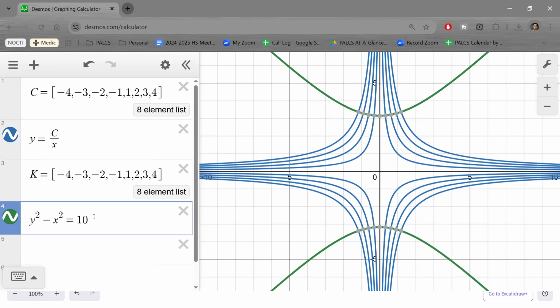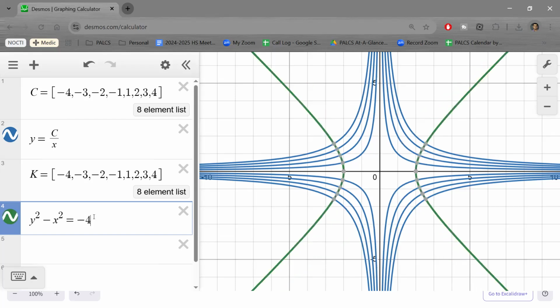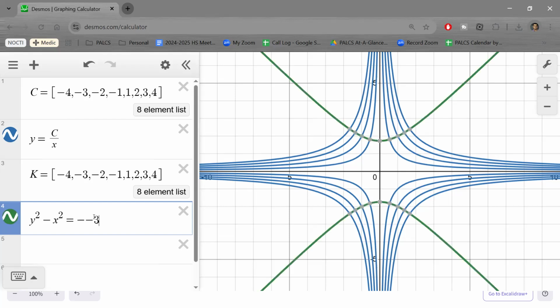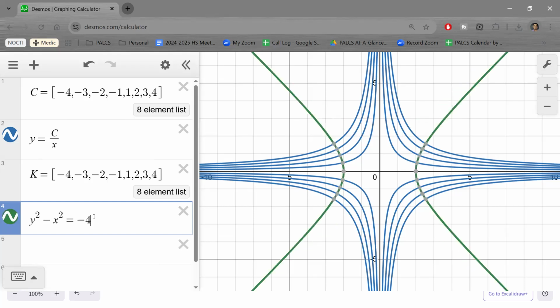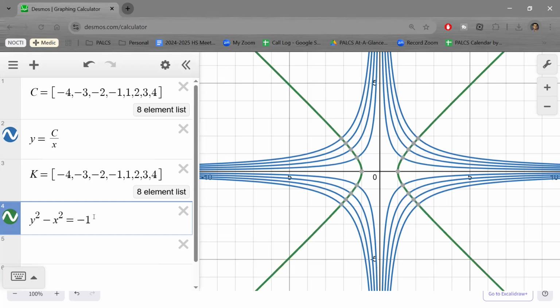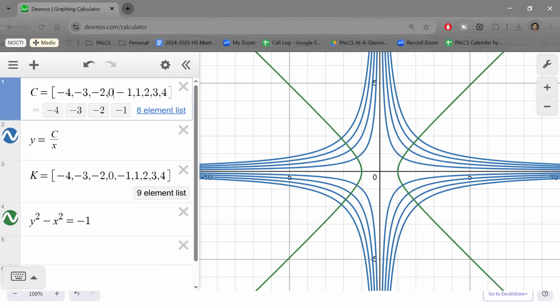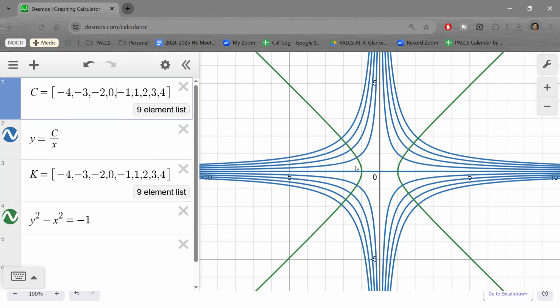The transverse axes are vertical. And if the k value is negative, so like -4, -3, -2, -1, the transverse axes are going to be horizontal. And the orthogonal trajectories are the lines y equals plus or minus x if I included 0 in this list here and 0 in this list here. We would have the horizontal line there. Okie doke.